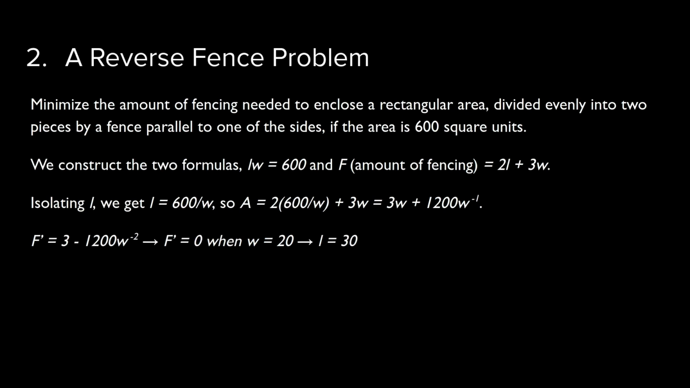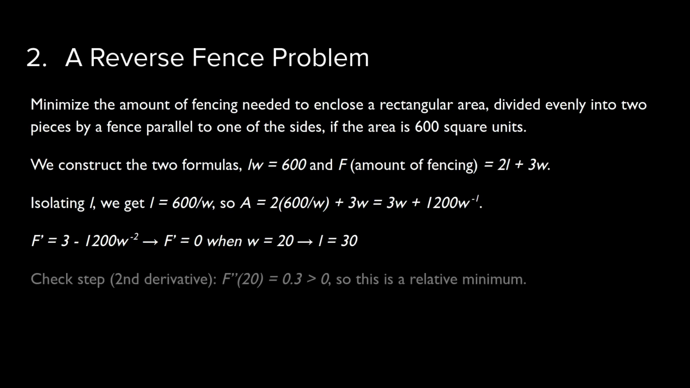And then we take F prime. I'm sorry, that's supposed to say F above, not A. But yeah, we have F prime is equal to 3 minus 1200 W to the negative 2. So F prime equals 0 when W equals 20. And plugging this in, we get L equals 30.